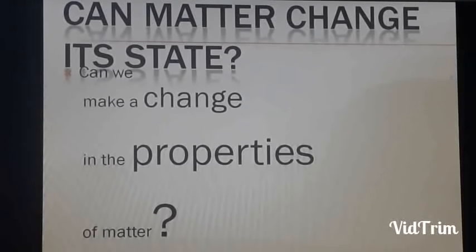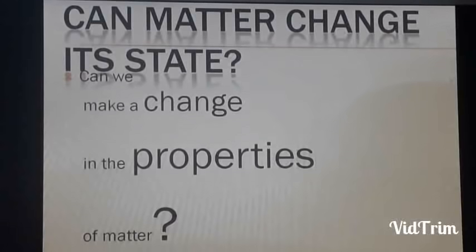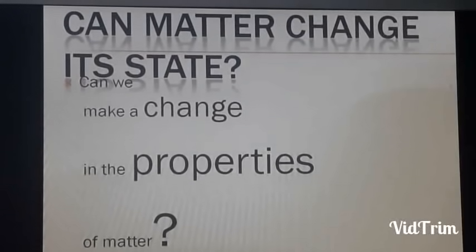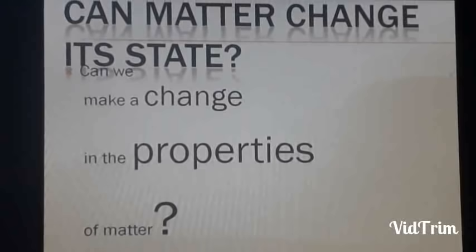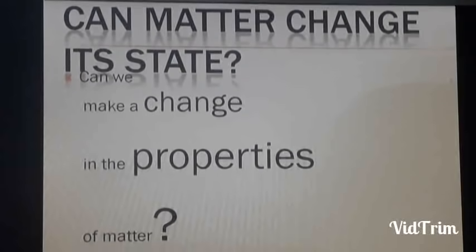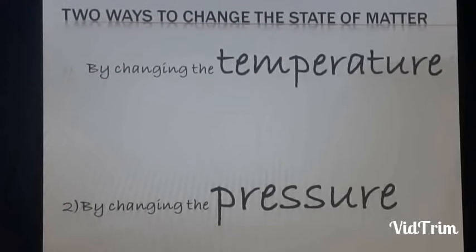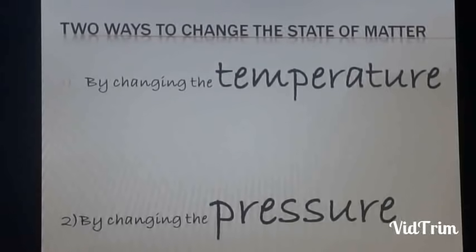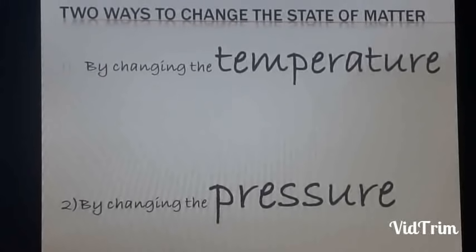We can change the space between the particles. We can change the force of attraction between the particles. We can change the amount of kinetic energy that the particles are having. And there are two ways to change these states of matter. First is by changing the temperature of that particular substance. Second, by changing the pressure.